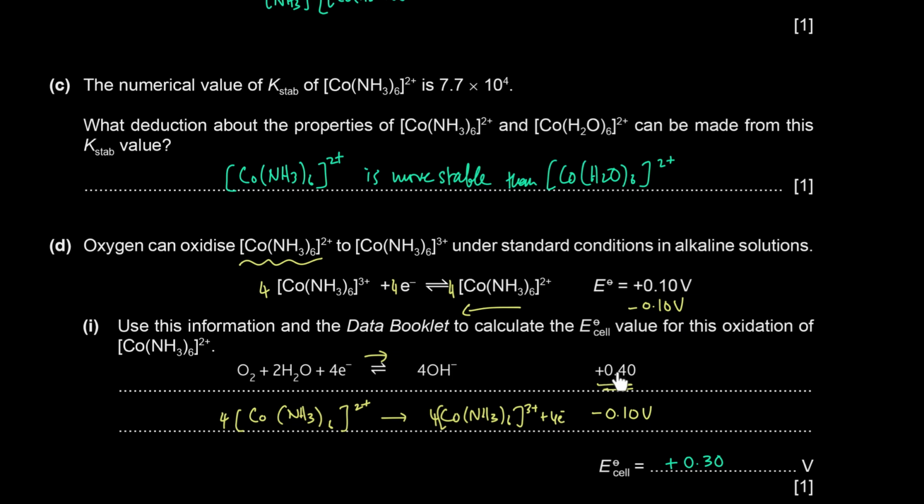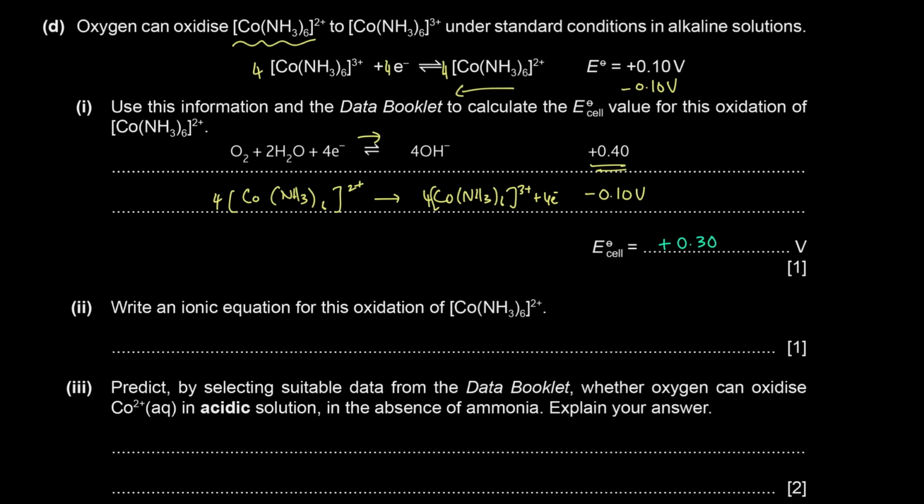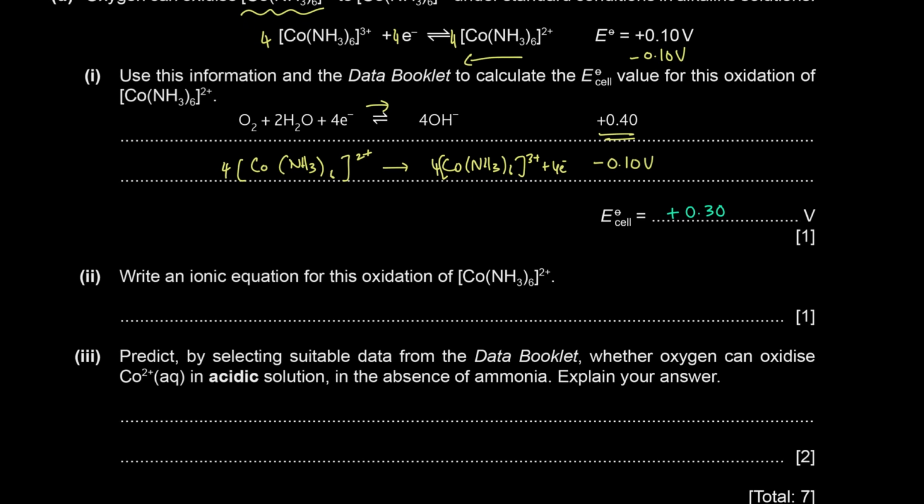That's the plus 1.23 volt. But in alkaline conditions, you'll have hydroxide ions present, so you're going to use this one. For aqueous solution, you're going to use the other one. Write an ionic equation for this oxidation of Co(NH3)6 2+.